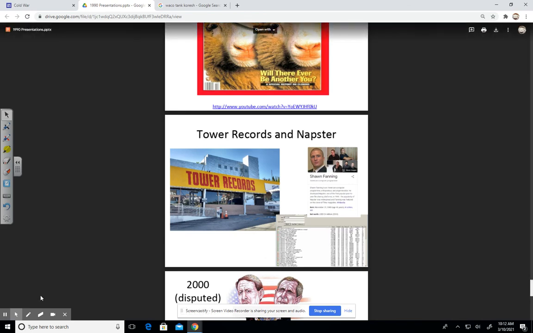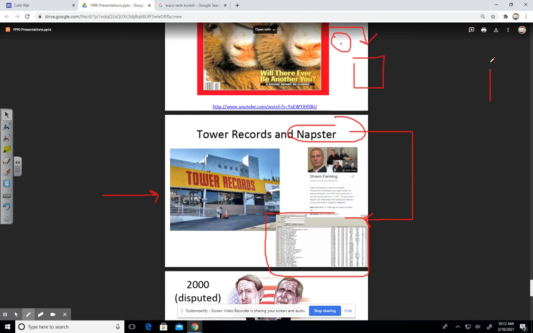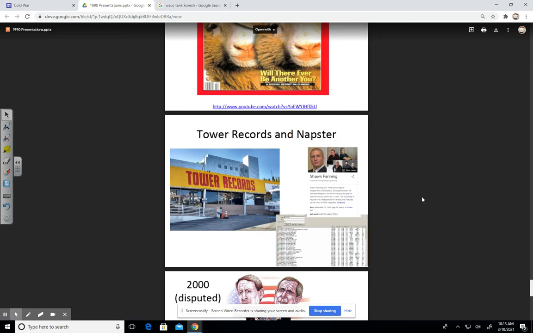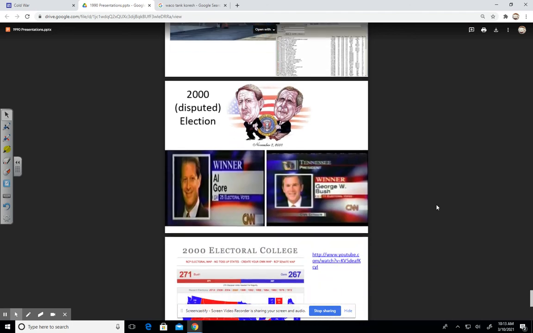We have Tower Records, which was selling records and CDs and tapes, and their competition becomes Napster, eventually putting them out of business, where Sean Fanning created software that was designed to allow you to upload your CD into this particular computer, and then I can, with my computer, access the files there and download them to mine. And this revolutionized and pretty much killed the music industry.